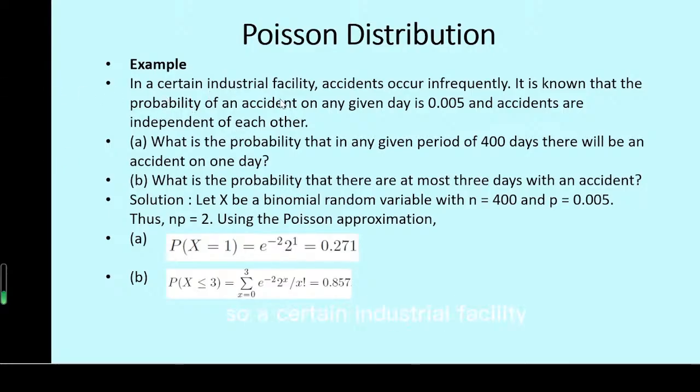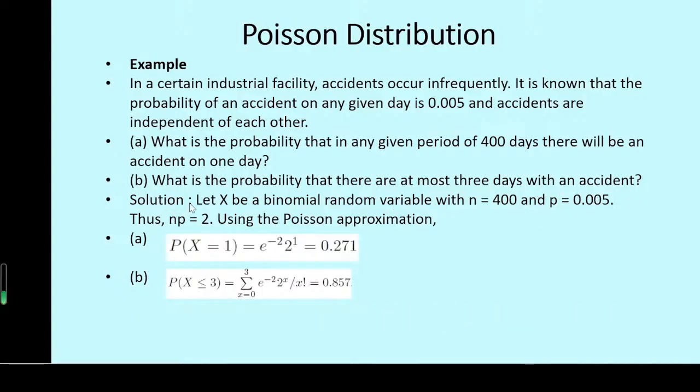At a certain industrial facility, accidents occur infrequently. It's known that the probability of an accident on any given day is 0.005, and accidents are independent of each other. So what is the probability that in any given period of 400 days, there will be an accident on one day? And question B is, what is the probability that there are at most 3 days with an accident?